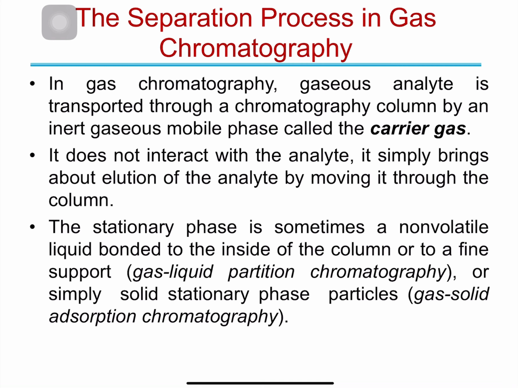The stationary phase can either be a non-volatile liquid that is attached directly to the column, or attached to a solid support, or it can be a solid stationary phase. In case of the liquid, this is called gas liquid partition chromatography. In case of using a solid stationary phase, this is gas solid adsorption chromatography. So we either use partition or adsorption.